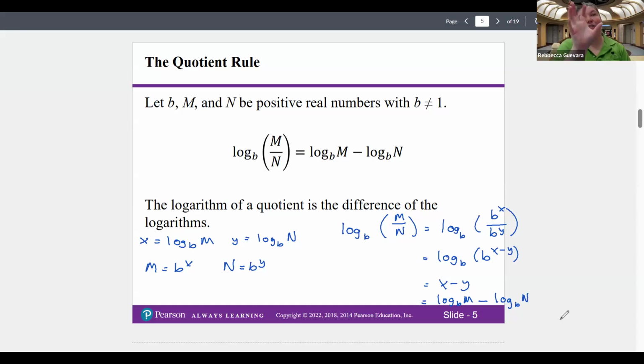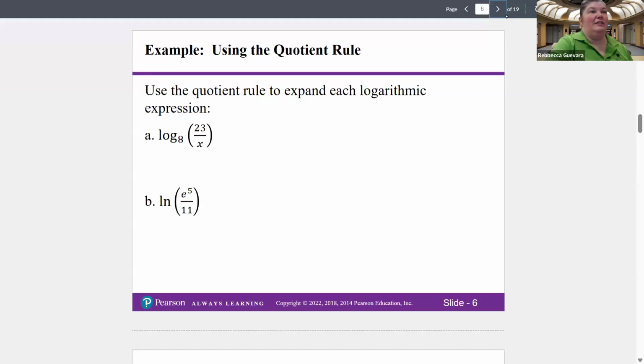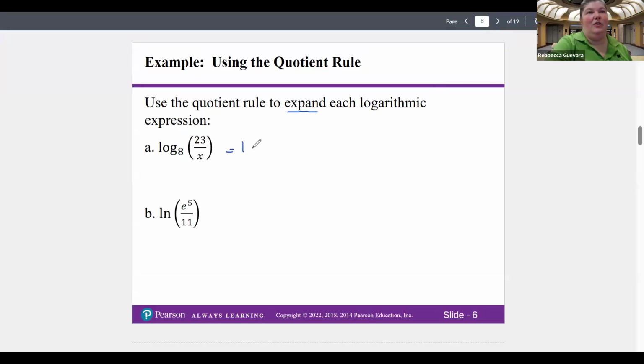So if we have something in the denominator, remember that is going to become subtraction. Things that are in the numerator become addition. So here we have log base 8 of 23 over x. If we were to expand that, we're going to have log base 8 of 23. Once again, I don't know a power of 8 that's going to give me 23, so we'll just leave it, minus log base 8 of x.